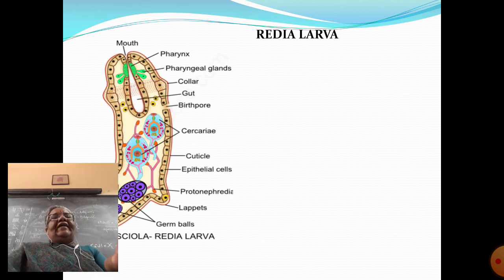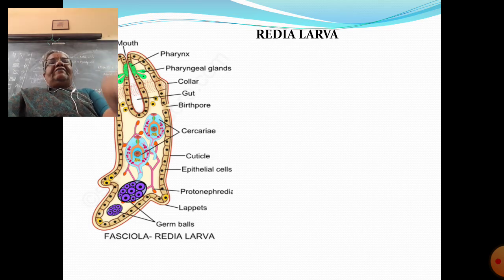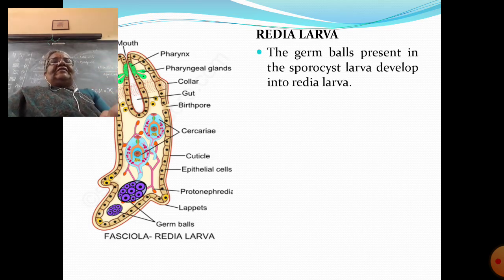Then let us study about Redia larva. So the Redia larva looks like this. Let's see the germ balls that I was talking about while talking about Miracidium larva. The germ balls which are present in the sporocyst larva develop into Redia larva, not Miracidia. Please note, Miracidium larva develops into sporocyst larva, and in sporocyst larva also you find the germ balls, and these germ balls develop into Redia larva, what you are seeing in the slide.